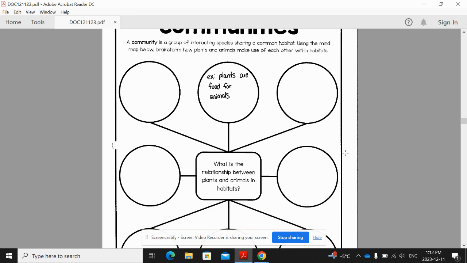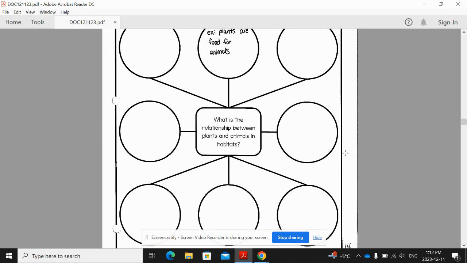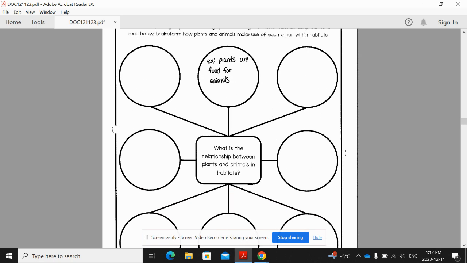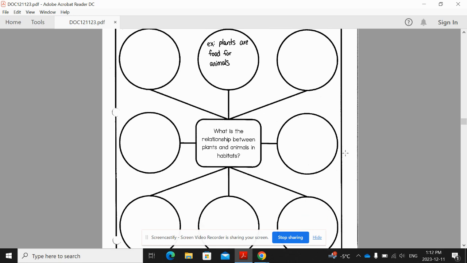So here's a word map on page 14 that you're going to have to do. It says, what is the relationship between plants and animals in habitats? So you need to talk about, again, how plants and animals use the habitats and how they're interdependent. They depend on one another. So an example that I gave you here is plants are food for animals. So that's one way that animals use the environment. So you need to think of some different ways that plants and animals interact in a habitat, and then write it down in these little bubble notes.